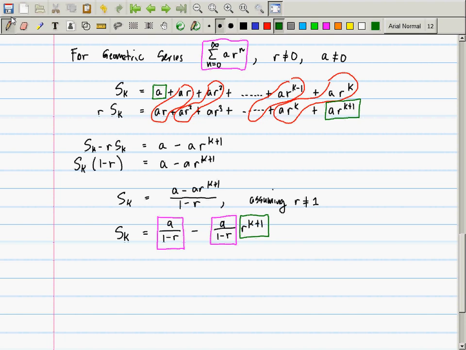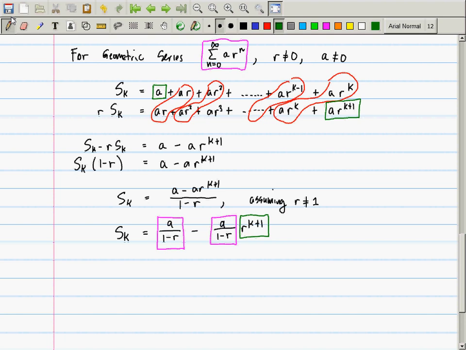So the question we want to ask is, assuming that R isn't 0 and also not 1 now, under what circumstance does SK converge? So let's think of an example. What if I took R is half? Right, R is 1/2. This does not depend on K. This is the only term that depends on K.